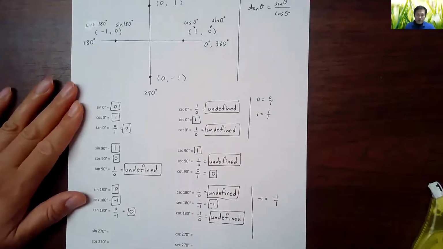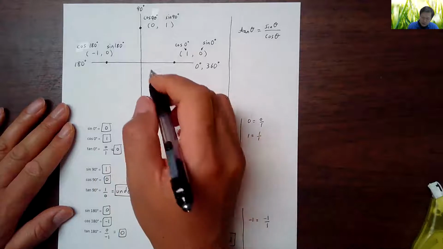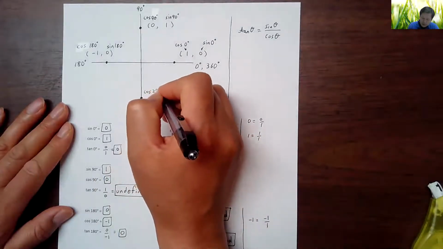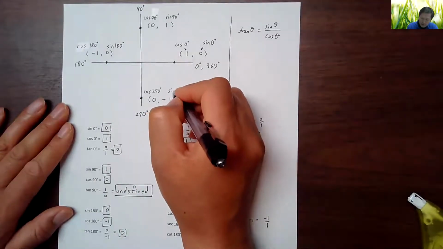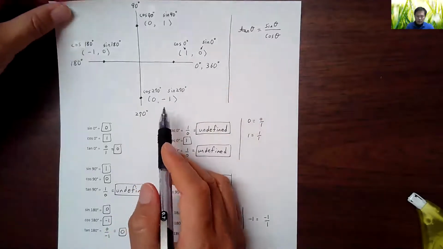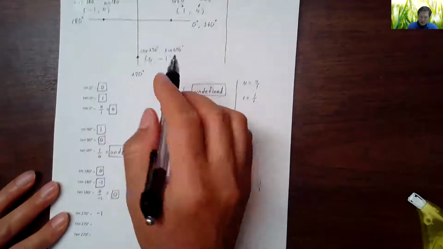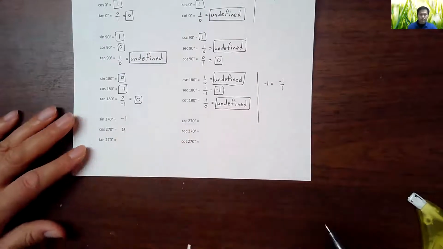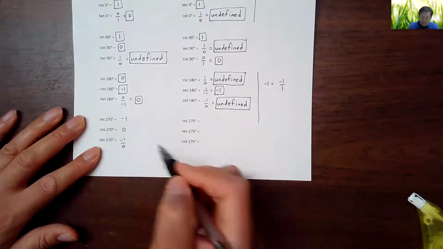Now, 270 degree, you do exactly same thing. 270 degree here is what? That's a cosine 270 degree x value. Y value is going to be sine 270 degree. So we got sine 270 is minus 1. Cosine 270 degree was 0. Tangent will be sine over cosine, so minus 1 over 0.